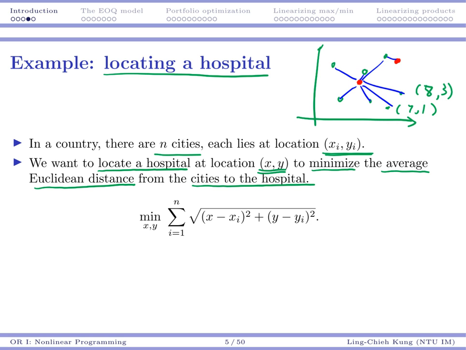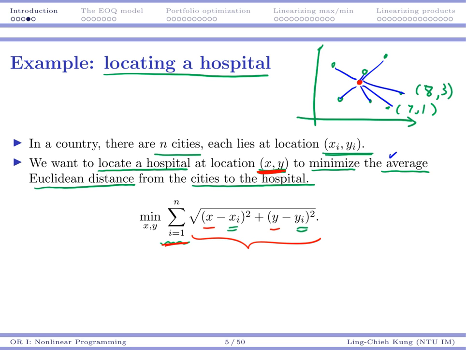So our target here is to choose a location to build our facility, and then we want to minimize the average Euclidean distance. How may we do that? We have n cities. For each city, I know its location. I also need to decide where to build my facility. Okay, I'm going to build it at somewhere (x, y). Once I have that, this particular term would be the Euclidean distance from my hospital to city i. And then I have so many cities, I'm going to add all these distances.